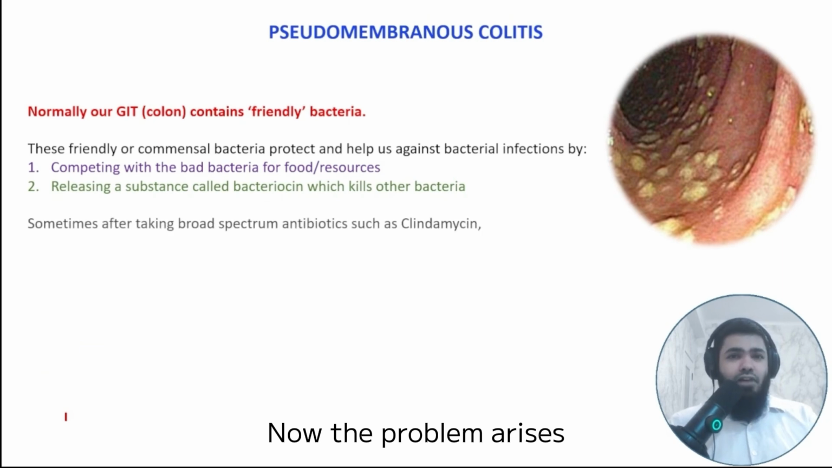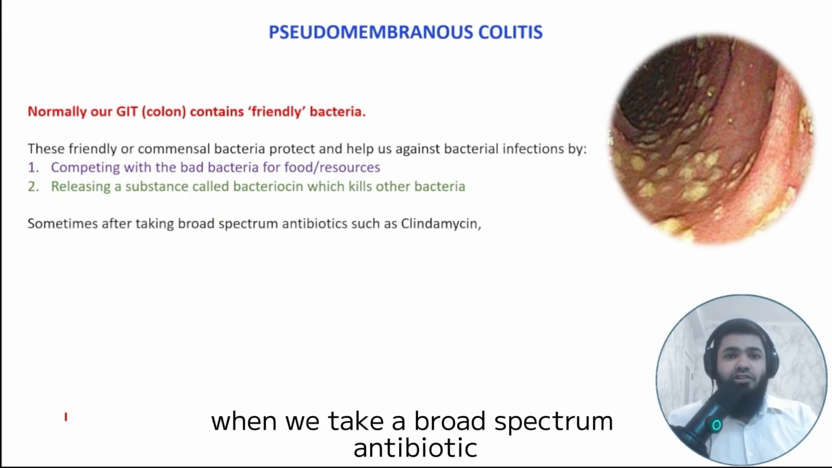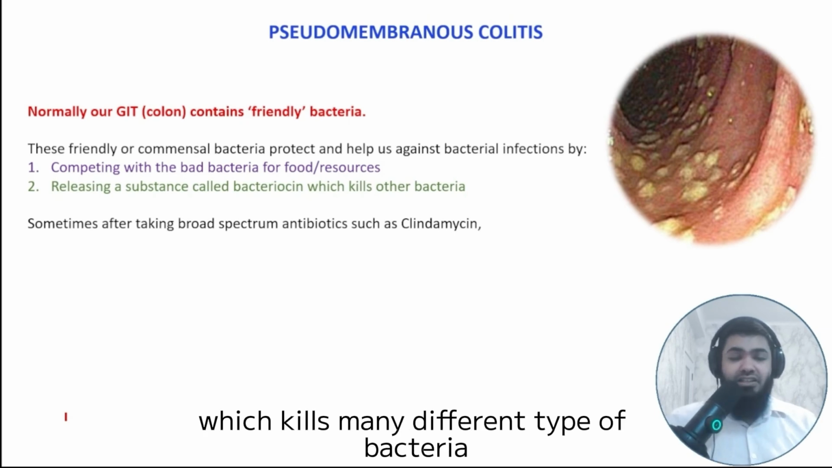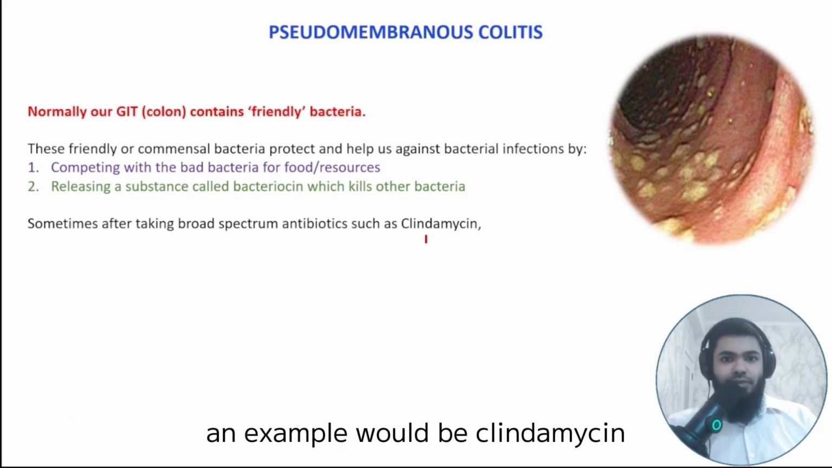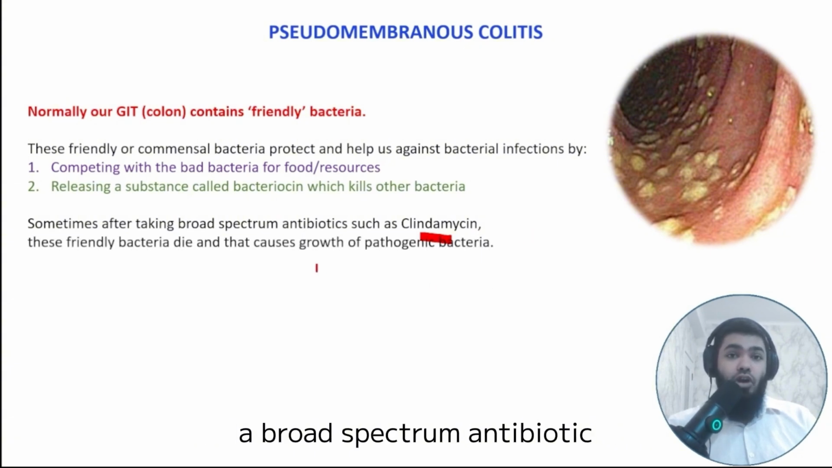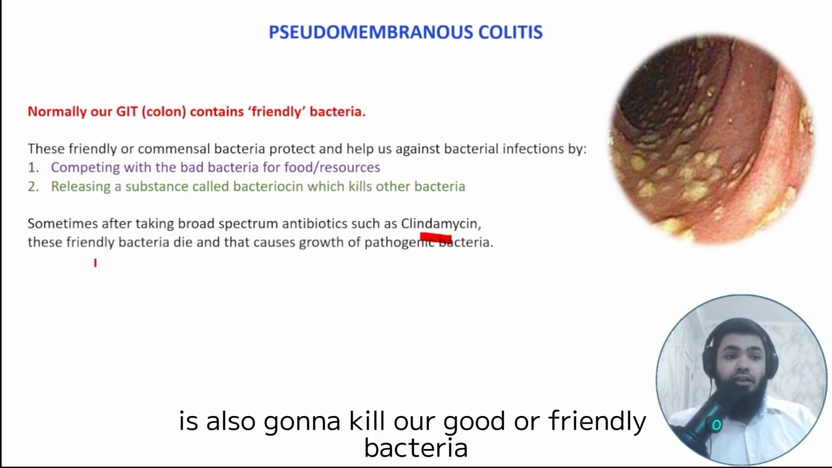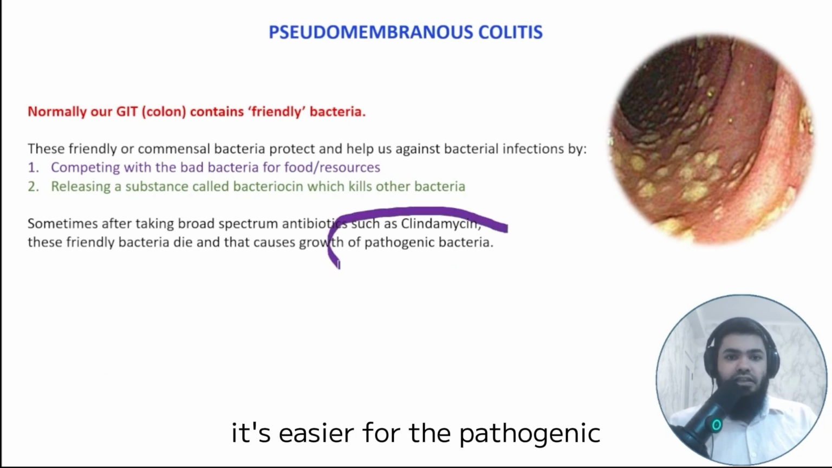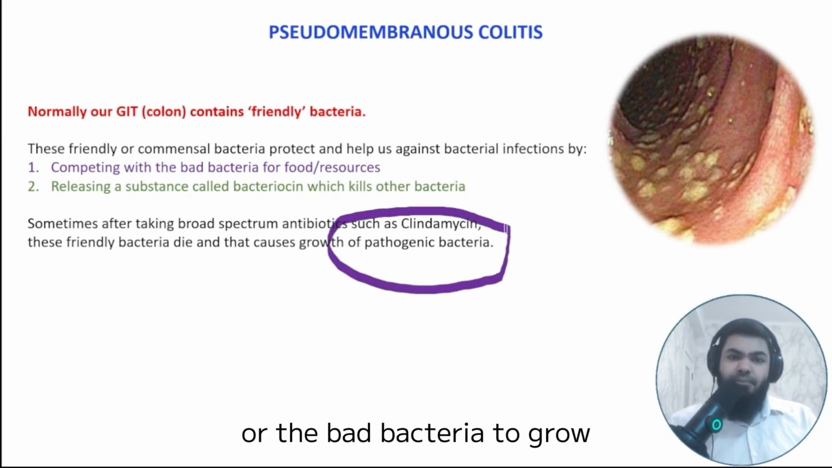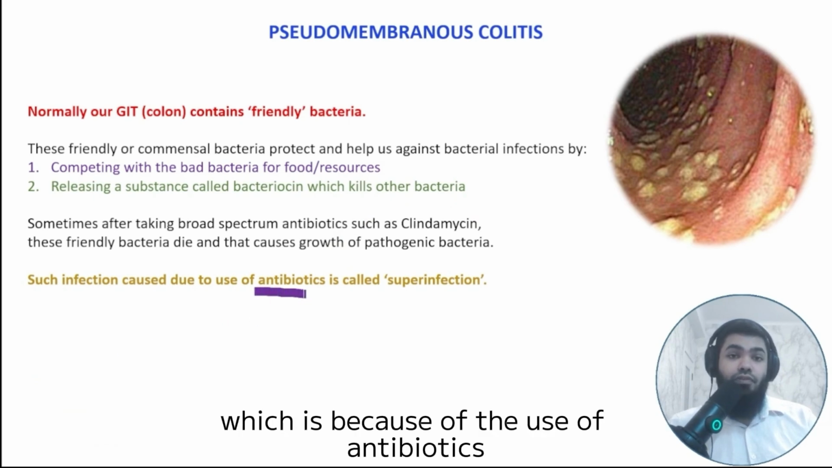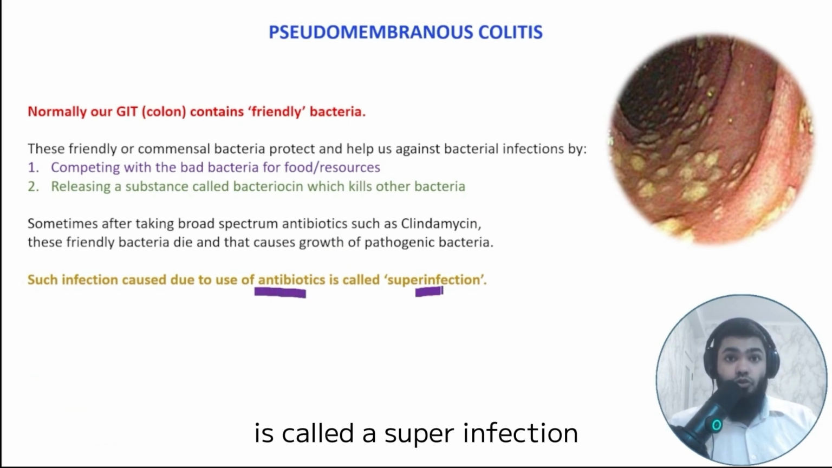Now, the problem arises when we take a broad spectrum antibiotic, which means an antibiotic which kills many different types of bacteria. An example would be clindamycin. And what happens is that this kind of a broad spectrum antibiotic is also gonna kill our good or friendly bacteria. Now, with the good bacteria gone, it's easier for the pathogenic or the bad bacteria to grow. And this kind of an infection, which is because of the use of antibiotics, is called a super infection.